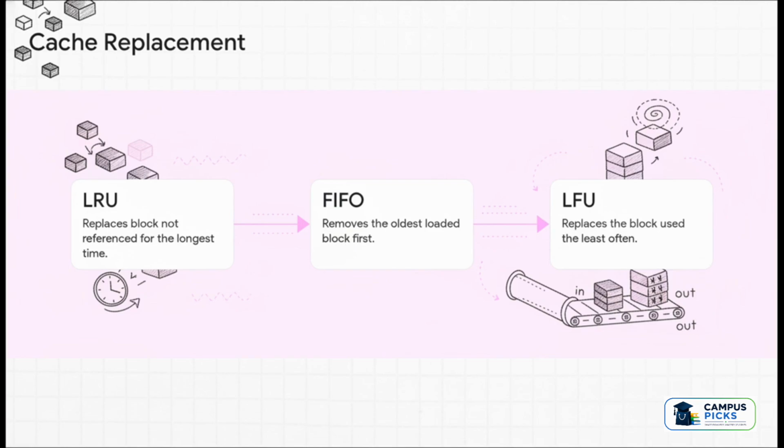When that happens, the system has to kick old data out to make room for the new. It handles this using clever cache replacement algorithms. The three most common are LRU, FIFO, and LFU. LRU, or least recently used, evicts the file that's been gathering dust the longest. FIFO, first in, first out, just boots whatever was loaded first. And LFU, least frequently used, replaces the block that gets used the least often. It's all about maximizing our chances of keeping the most useful data right there on the desk.